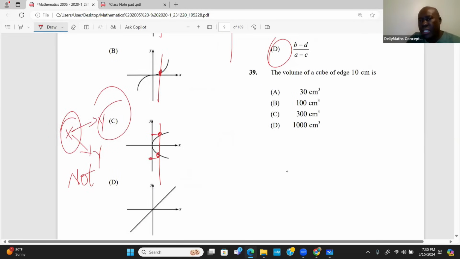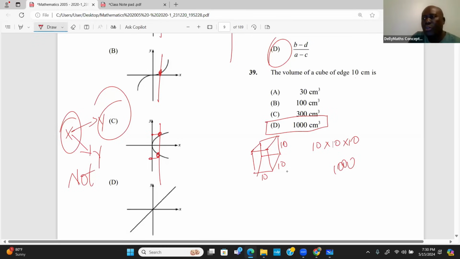Number 39, the volume of a cube. Remember, a cube is like this, right? Where all the sides are actually the same length. So this is 10 by 10 by 10, and then you multiply, right? You're multiplying. So this is 1,000. So you're looking for 1,000 cm cubed. Very easy.